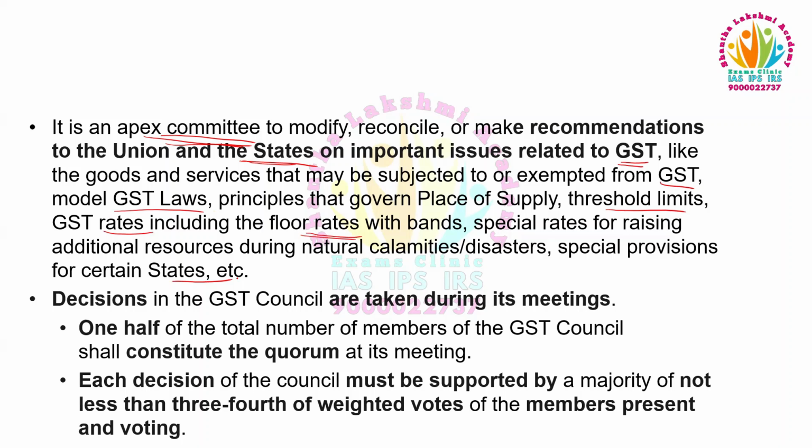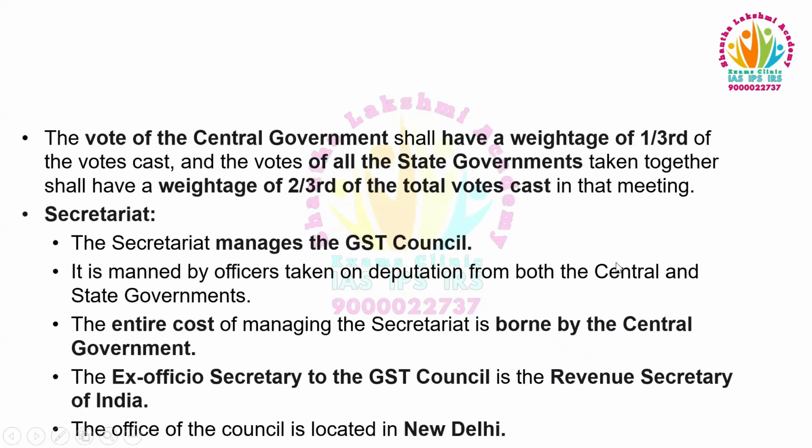Decisions in the GST Council are taken during its meetings. 1/2 of the total number of members of the GST Council shall constitute the quorum at its meeting. Each decision of the Council must be supported by a majority of not less than 3/4 of the weightage of votes of the members present and voting. The vote of the central government shall have a weightage of 1/3 of the votes cast, and the votes of all the state governments taken together shall have a weightage of 2/3 of the total votes cast in that meeting.